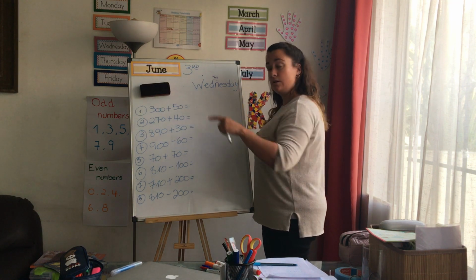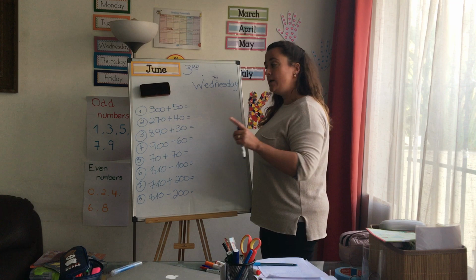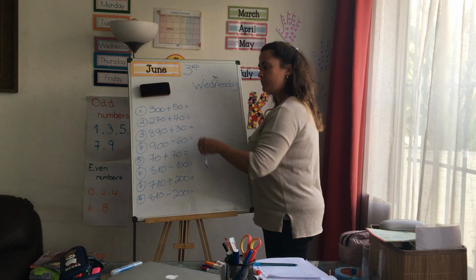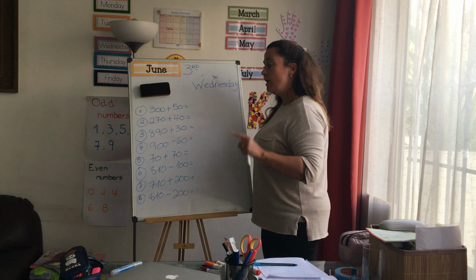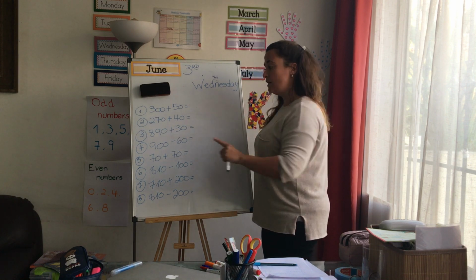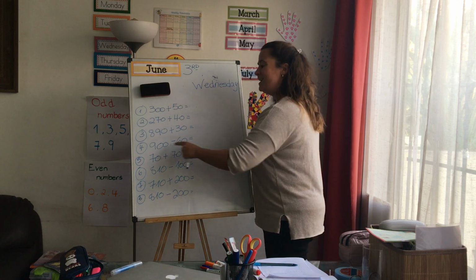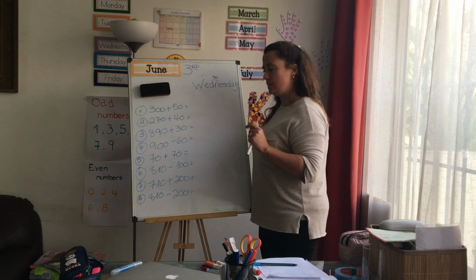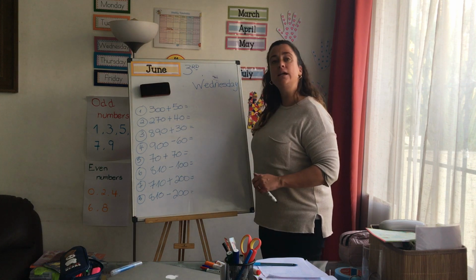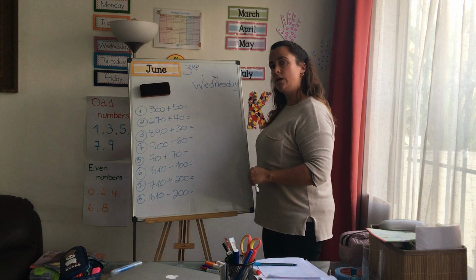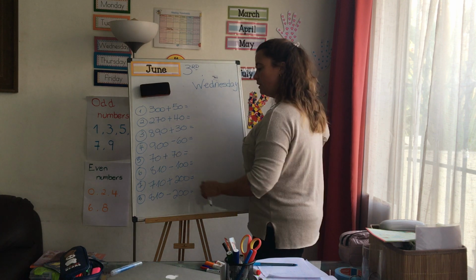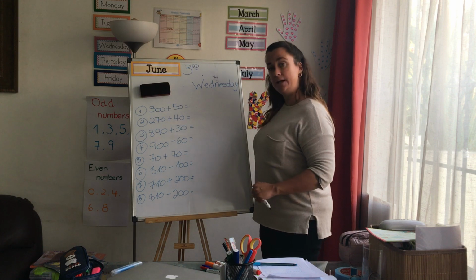So I'm going to repeat our mental math. Number 1, 300 plus 50. Sorry, 300 plus 50. Number 2, 270 plus 40. Number 3, 890 plus 30. Number 4, 900 minus 60. Number 5, 70 plus 70. 6, 810 minus 100. Number 7, 710 plus 200. And number 8, 810 minus 200.